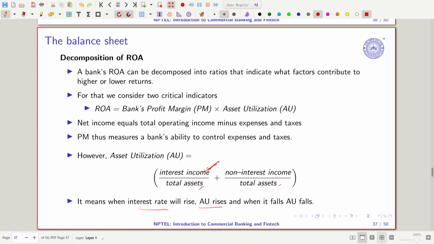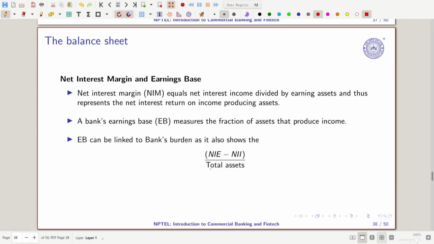And because of that reason, we often see that the banking sector comes out with an NPA mess or a crisis, because of the asset utilization parameter that we have. So it is somewhat controversial in that context.